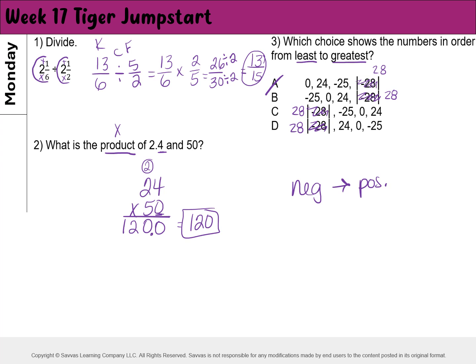On B, they went from a negative to 0 to a positive of 24 and a positive 28. That is correctly ordering it from least to greatest. Check the other two in case there is an error. We went from a positive 28 to a negative to 0 back to a positive. That is not the correct order. And on D, they went from a positive 28 to a positive 24 to 0 to a negative. They went positive to negative, which would be greatest to least. So again, that is not correct.